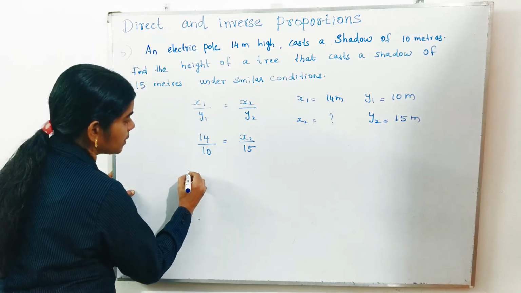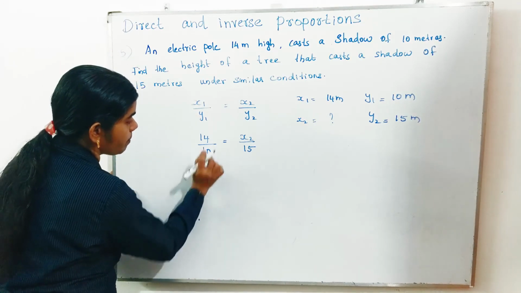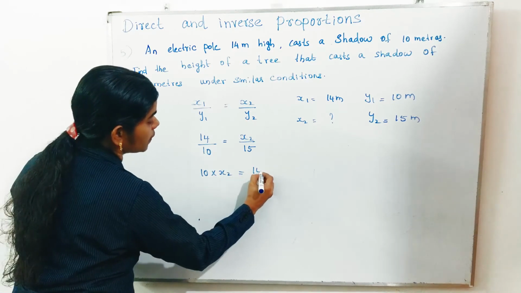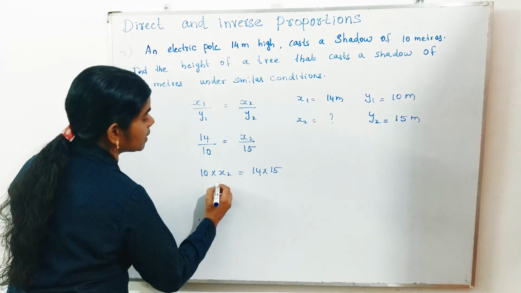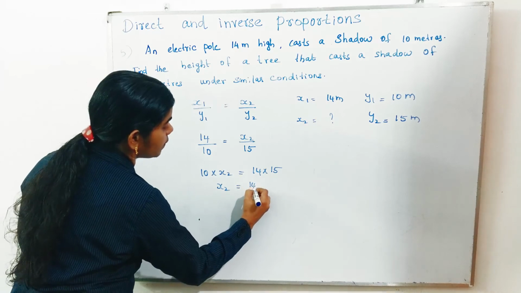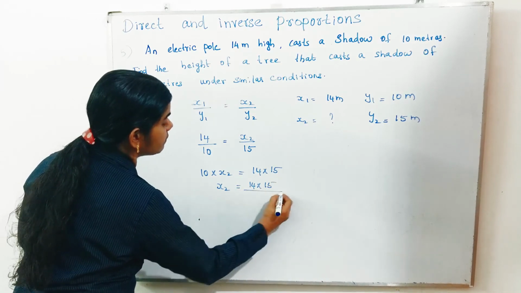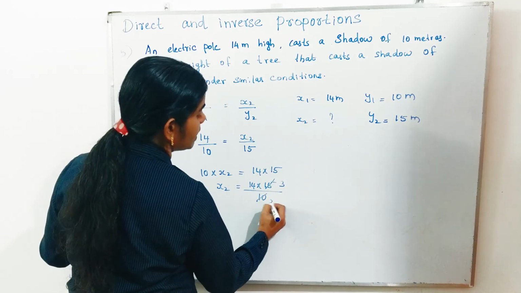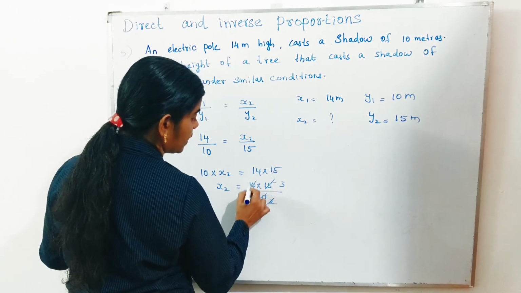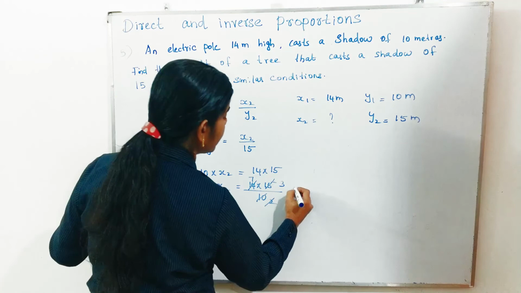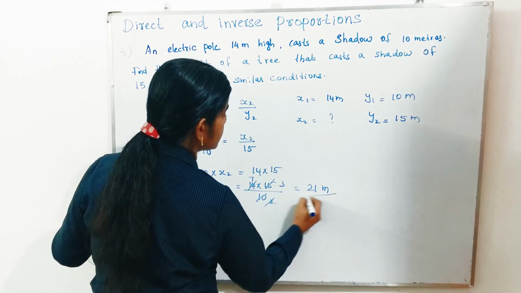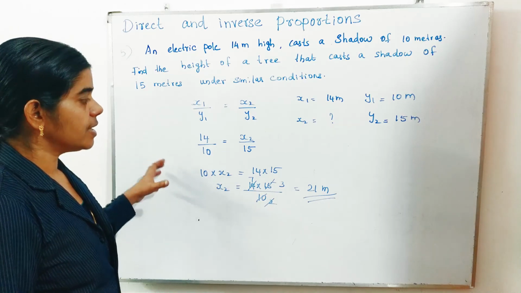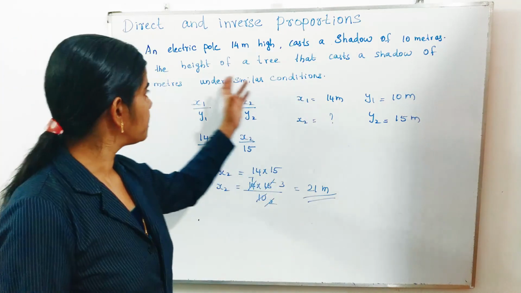Cross multiply. 10 into x2 is equal to 14 into 15. x2 is equal to 14 into 15 divided by 10. 5, 3 times. Here it will be 2 times. 2, 7 times 14. 7 into 3, 21 meters will be the height of the tree. Its shadow's length is given as 15 meters.